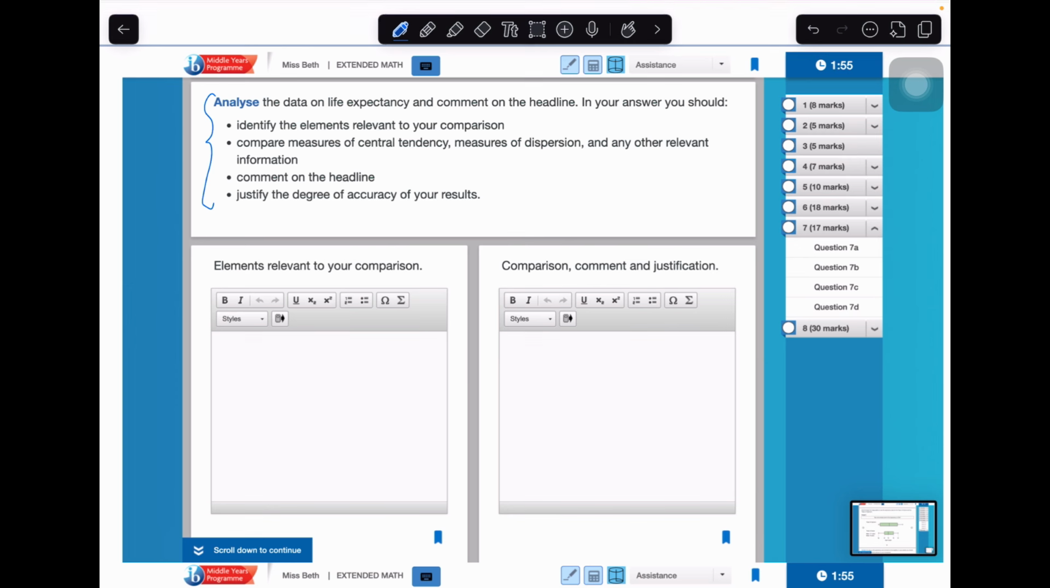For the first box here, it's asking you to identify the elements relevant to your comparison. Within the mark scheme, you had to identify 3 from either the mean, mode, or median; from the range or the interquartile range; or the trend over the years; or the line of best fit.